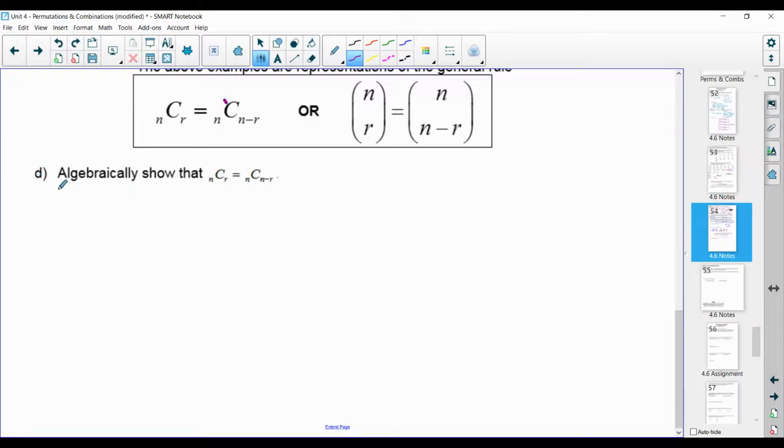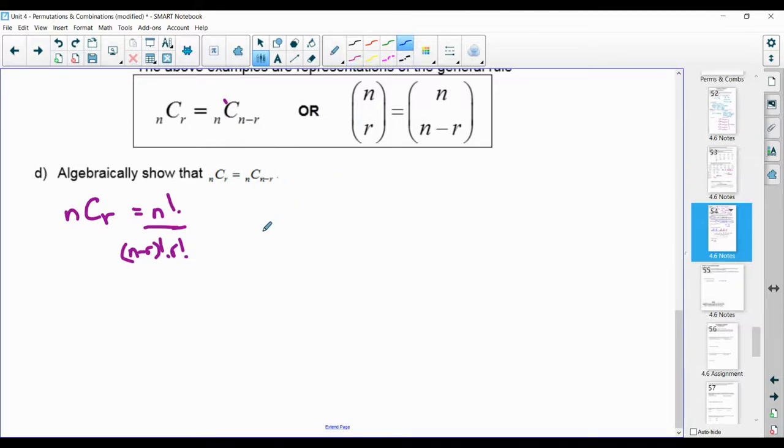Now this part D here is just sort of an extension. You're not going to be asked to show this one specifically, but it's important that you understand how this all works together. So if I want to show algebraically that n choose r equals n choose n minus r, well again, n choose r is n factorial over n minus r factorial times r factorial. So we want to show that n choose n minus r gives us the same thing.